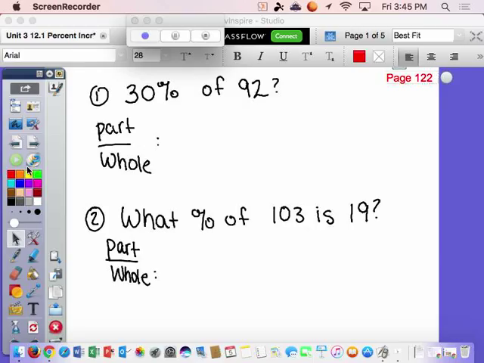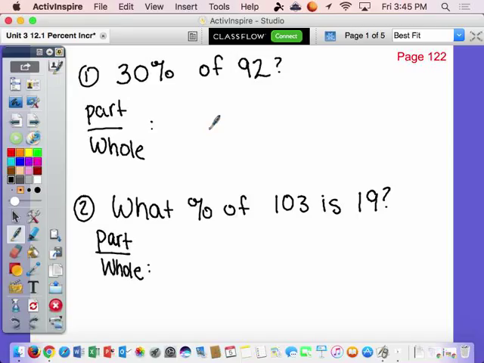So remember when we did our proportions before break. We had our part over whole equals our part over our whole. There's going to be two of these. On the first side, we always had our percentages. So our percent part is 30 over our whole percentage, which is always 100, equals, is 92 our part or is 92 our whole? It is our whole. So that equals 92.